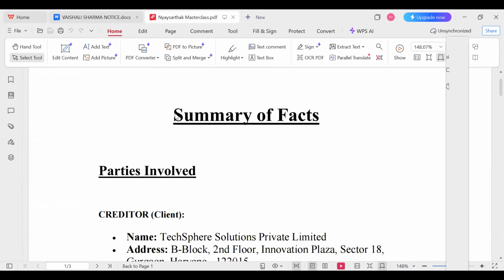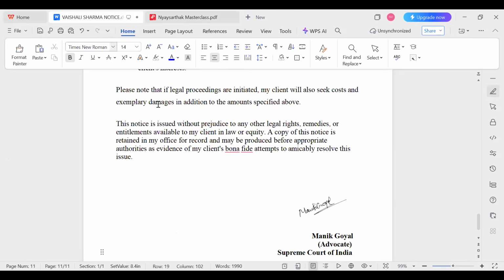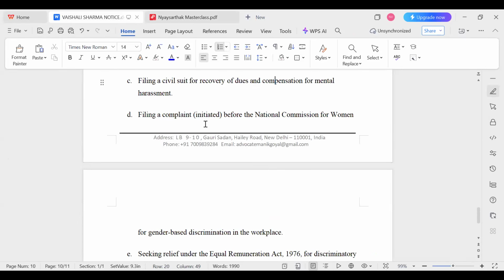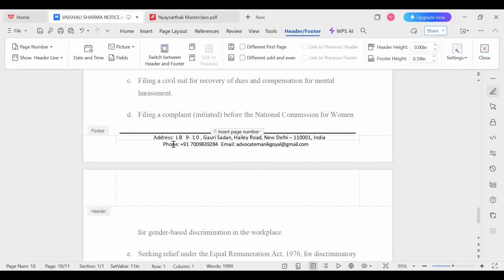Sir, I have a doubt. Please ask. Sir, I have seen that in the footnotes area, there was one address written. So what address was that? That was my address. If you can see that, that is my address only, my office address. This is just to make it look better. This is not compulsory. It is just to make it more attractive, more professional. So this is my office address, LB910 Goyal Southern Heavy Road, and then it is written my email ID and phone number. Okay, got it, sir.